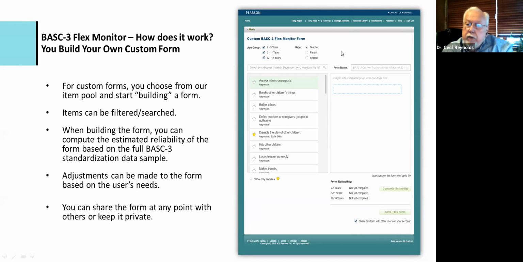One of the things that you can also do is sit down with a group. You can project this up on a screen. You can sit down with a group of your colleagues, and you could all build a form together and agree on the item content of the form, and then save it into the master account, so you would all have access to a common progress monitoring form that you had all agreed upon for applications in a specific purpose.